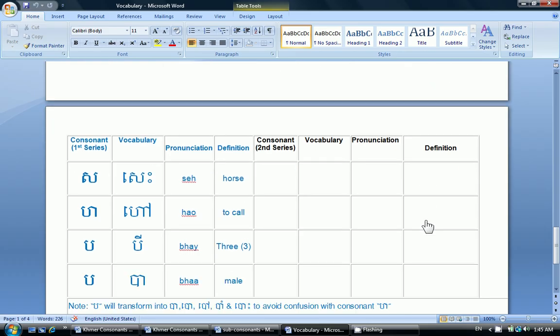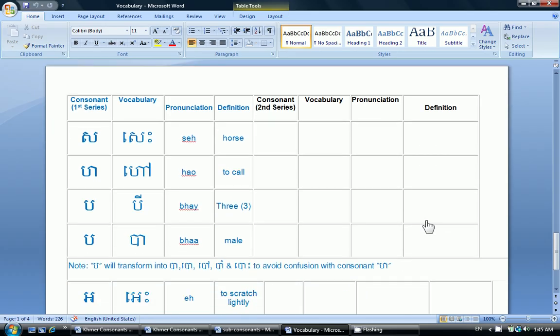Now the remaining consonants are the first series consonants that do not have their counterpart in the second series. First series consonant sa, here we have sa se, which means horse. Ha, we have here how, which means to call. Now we have bo, bay, which means 3, or sometimes it could mean to carry a baby, like bay con nga, for example.